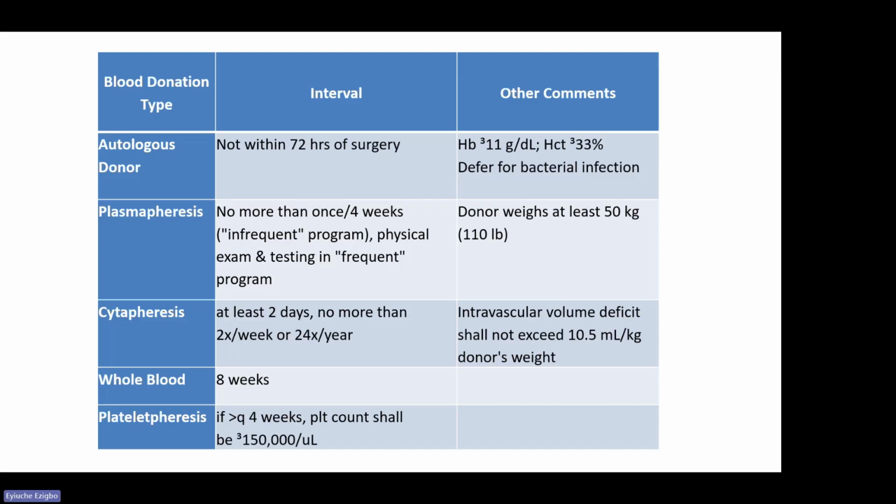So also whole blood, the interval for donating whole blood can be 8 weeks. Okay. So for platelet pheresis, it can be 4 weeks.